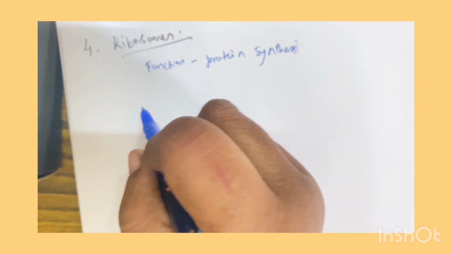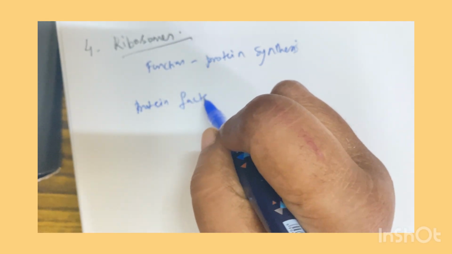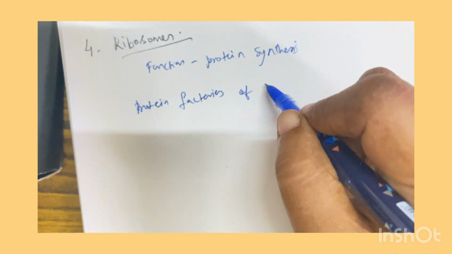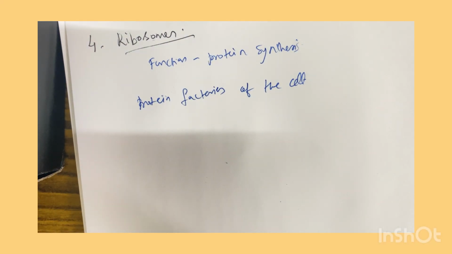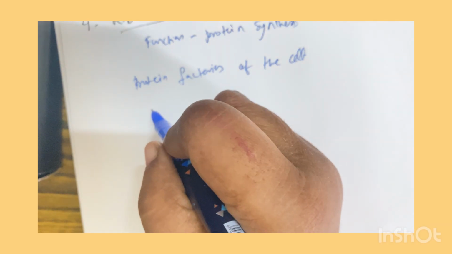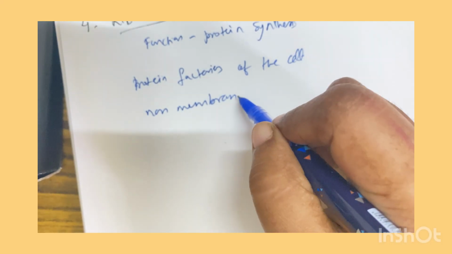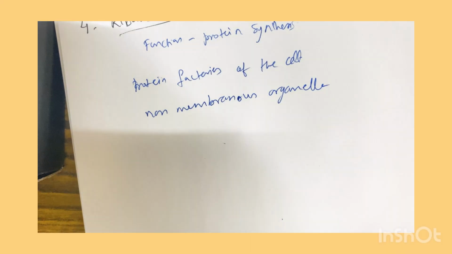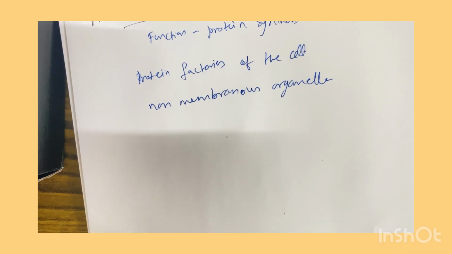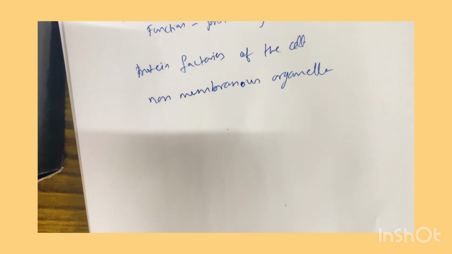So, ribosomes are also called the protein factories. Protein factories of the cell. Now, this is usually asked in NEET exams. Protein factories of the cell is ribosomes, and these ribosomes are usually a non-membranous organelle. It does not have any membrane. Remember this, students. Ribosome does not have any membrane.